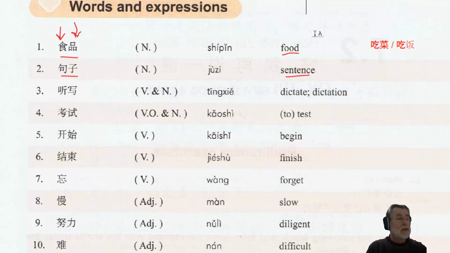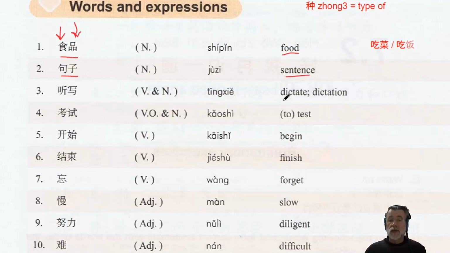But 种, which means type of. So they would say 一种食品. Anyhow, going back to 句子, I think that's fairly straightforward how that's used. Just 一个句子, 两个句子.